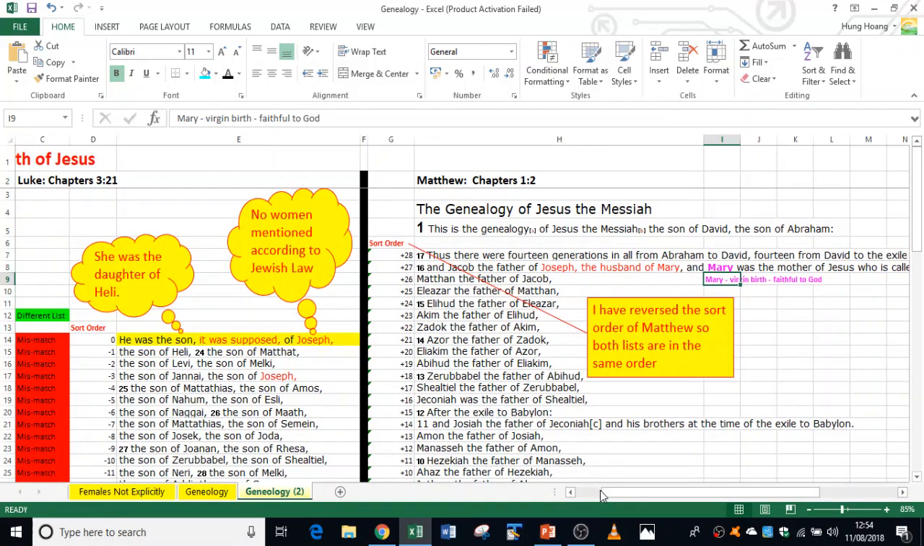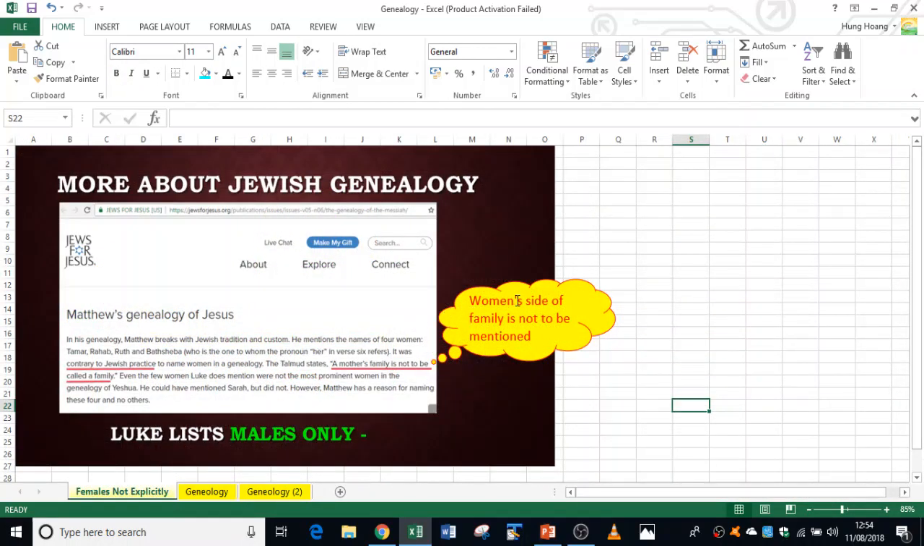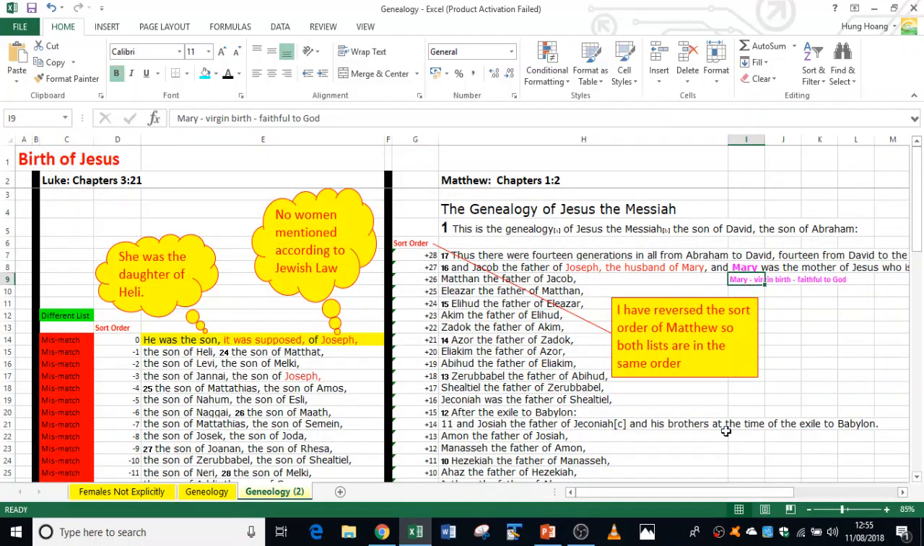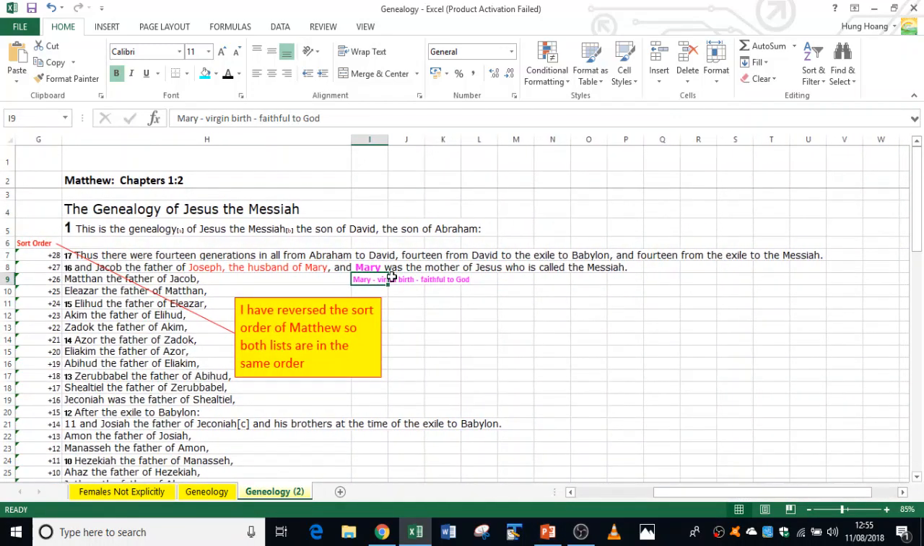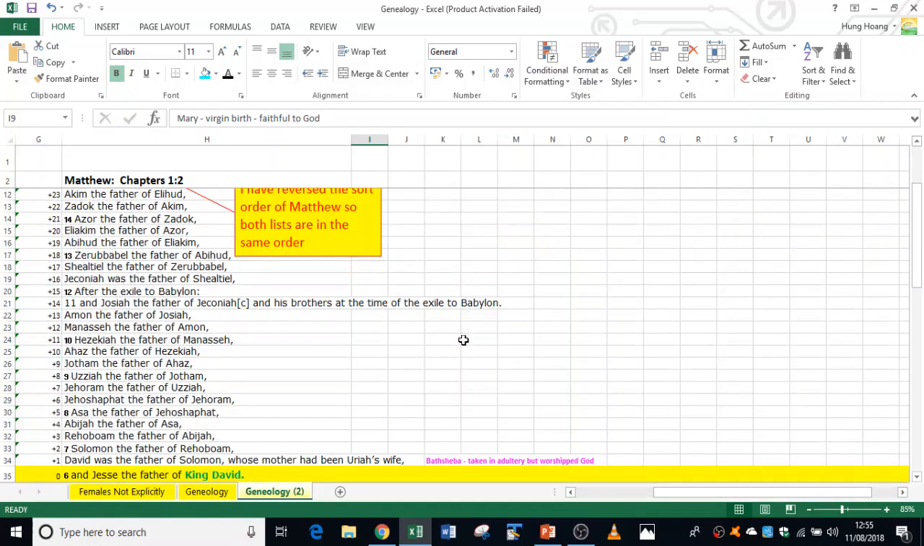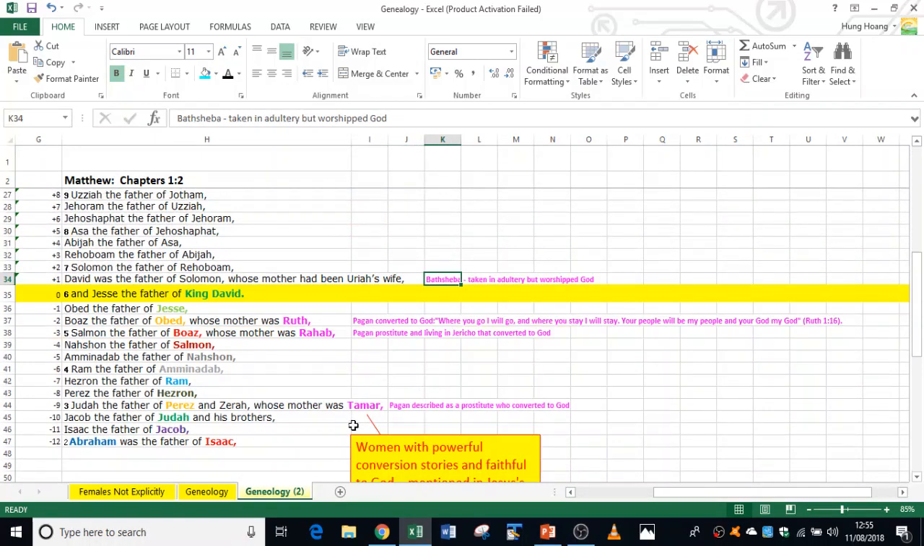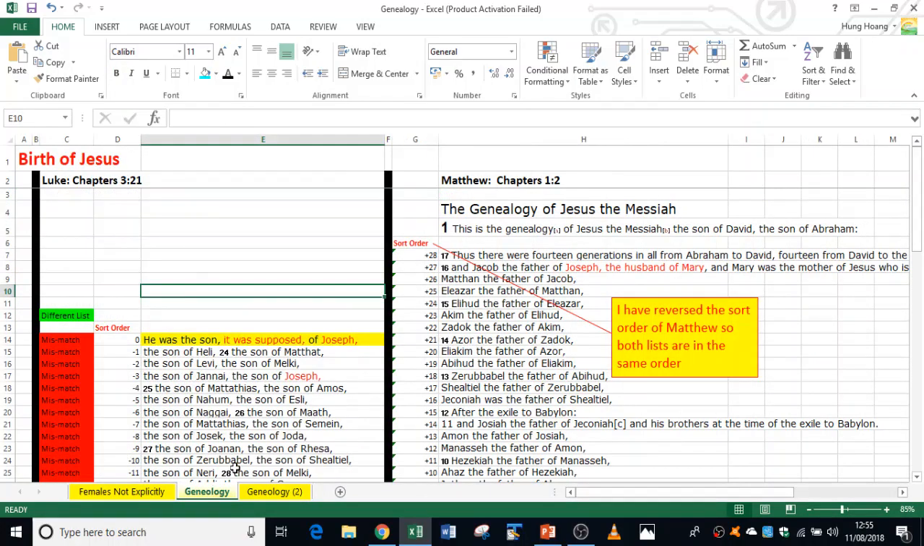Yeah. Look, read it carefully. The woman's side of the family is not mentioned. A mother's family is not to be called a family. Don't mention the woman's family. You can mention a woman, because it does it here. Yeah, because these are very powerful conversion stories. They have powerful things to say in their lives, yeah?